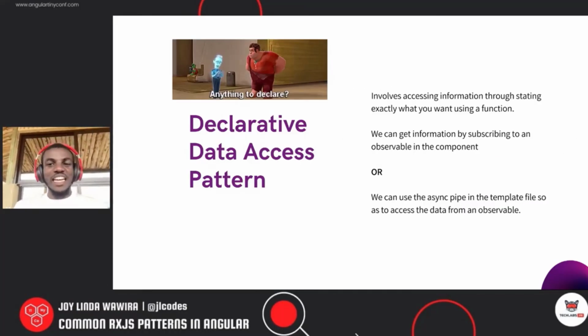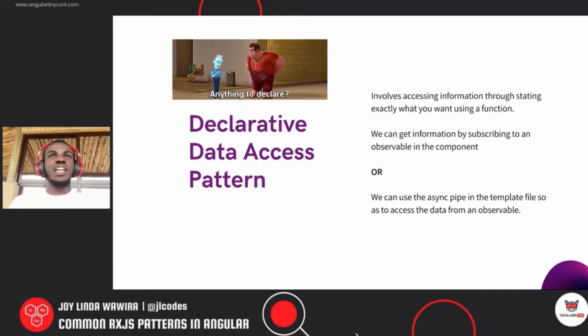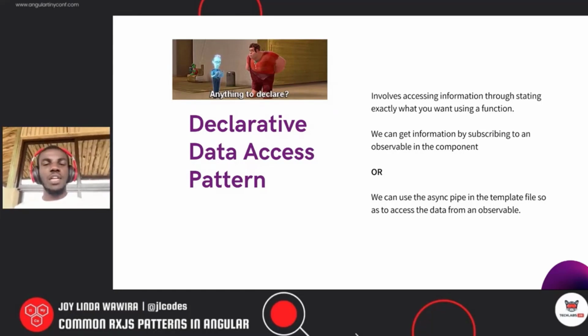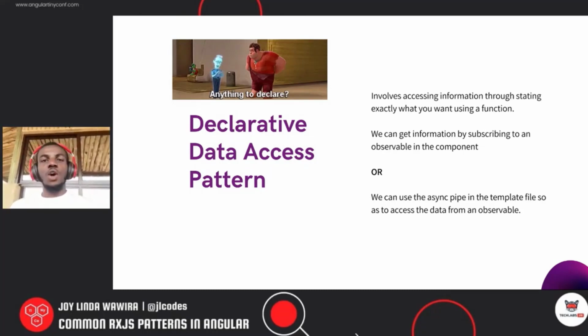So the declarative data access pattern: when we're looking at declarative, we can think about a recipe. When we have a recipe, we really do not care what the final step is. We just know that we want a recipe to make pancakes. And now going through the recipe from the first point to the last point, the recipe will guide us to get the pancakes that we want. In the same way, this pattern is the way that observables work. We say that we want a specific piece of information, and then we get it through subscription or via an async pipe.